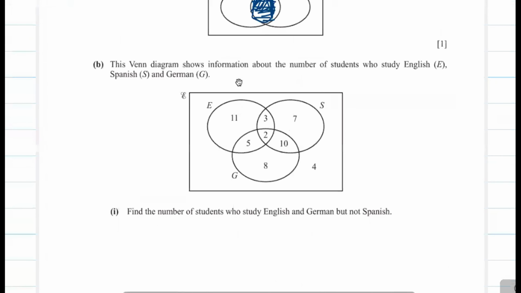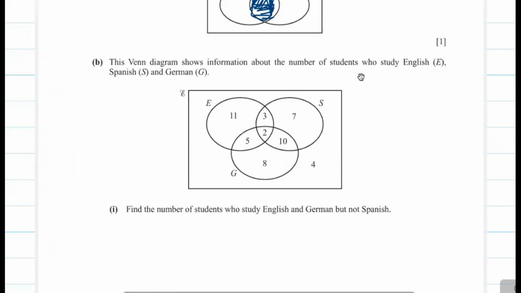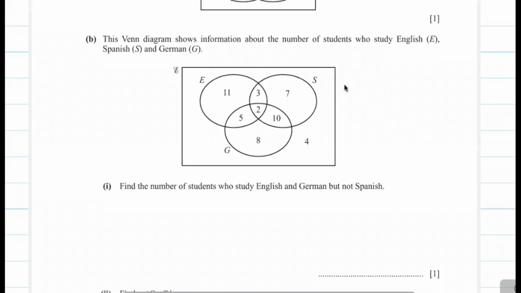The Venn diagram shows information about the number of students who study English, Spanish, and German. Find the number of students who study English and German but not Spanish. Now, the number of students who study English and German but not Spanish. You see here these students, 5. These are the students who study English and German but not Spanish. Therefore, 5 is the answer.